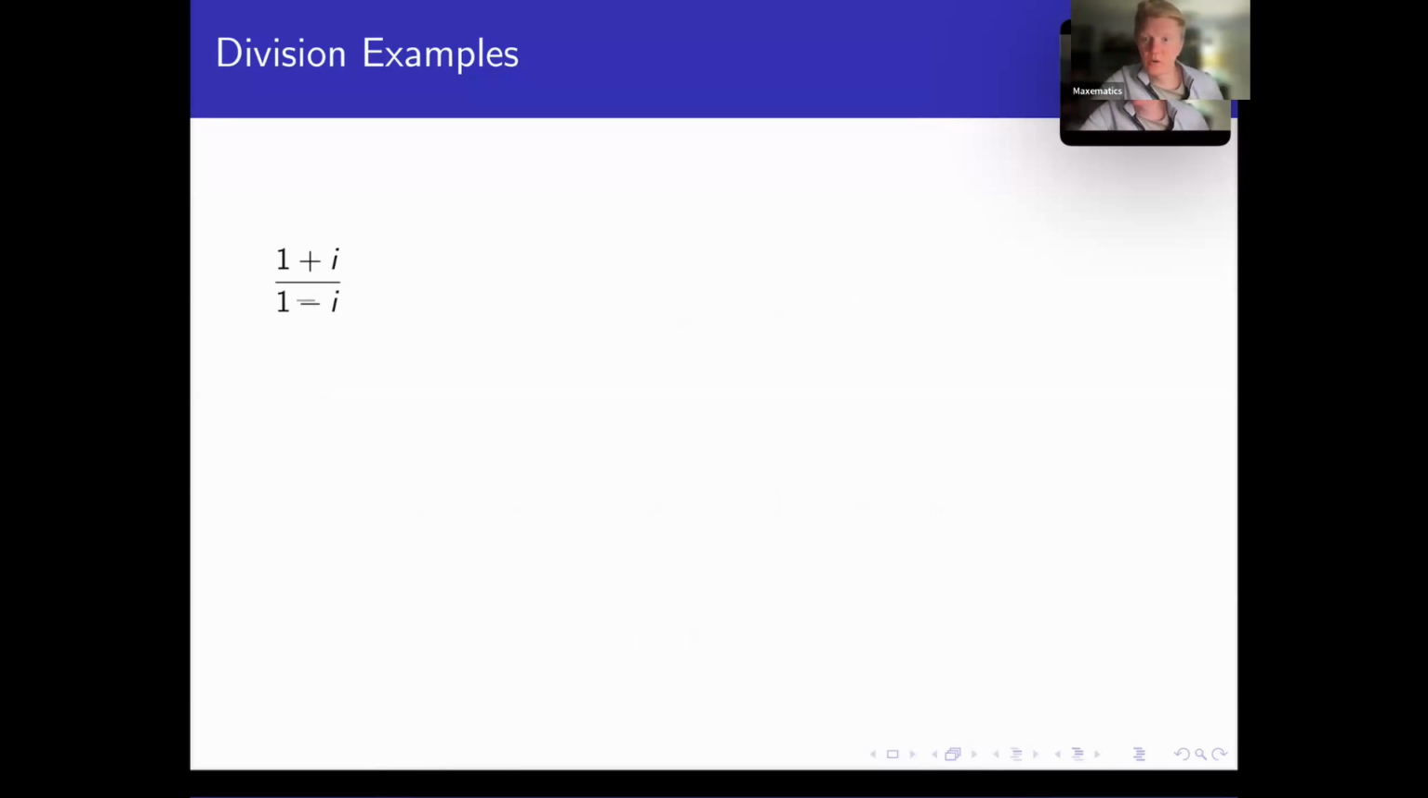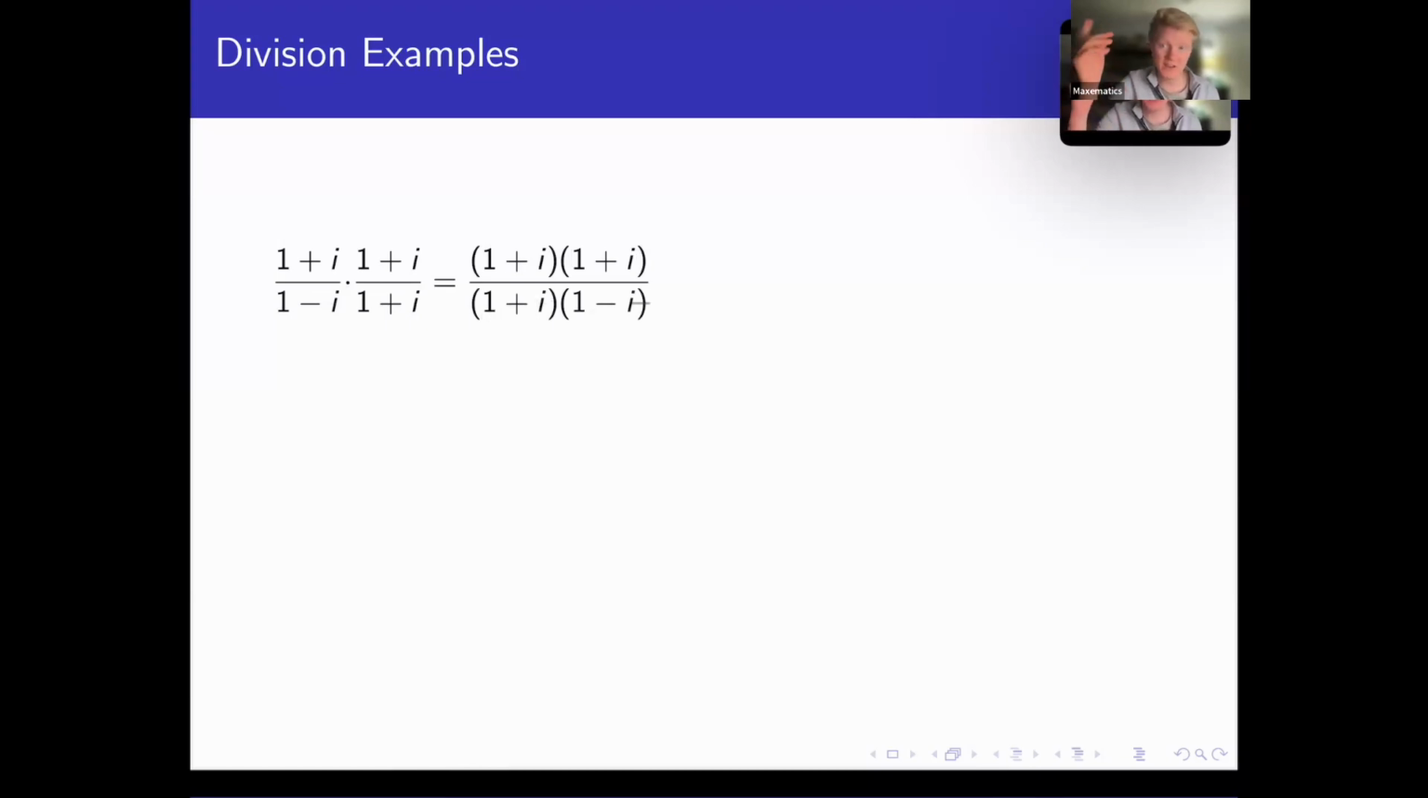1 plus I over 1 minus I. We're going to multiply by the conjugate of the denominator, always. Conjugate of 1 minus I is 1 plus I. Okay, so in the numerator, we get 1 plus I times 1 plus I. We're going to need to FOIL that. But in the denominator, 1 plus I, 1 minus I, complex conjugate product theorem. Take the real part 1, square it. Take the imaginary part 1, square it, and add them together.